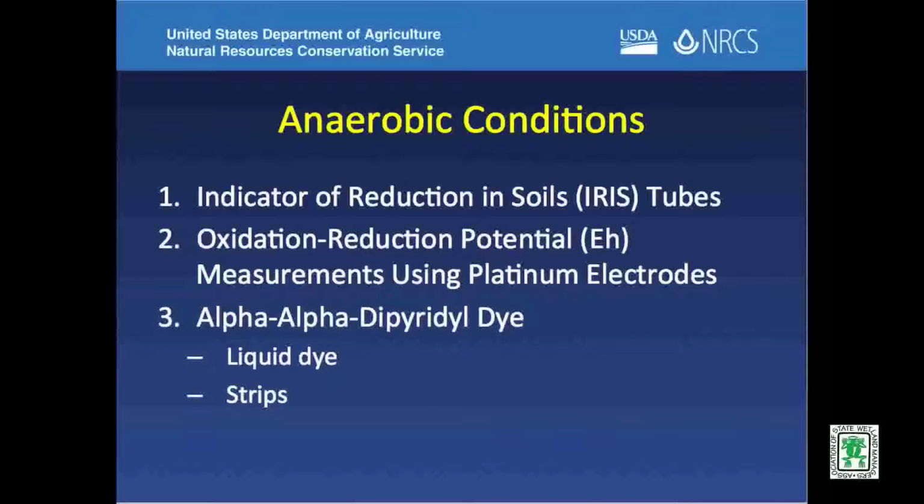Okay, so the technical standard requires that you actually measure that the soil is going anaerobic, and there are 3 methods for measuring anaerobic conditions. One is the indicator of reduction in soils tubes, or IRIS tubes. The second method is oxidation reduction potential measurements using platinum electrodes, where you're actually using direct measurements of Eh potential in the soil. And then the third method is the use of alpha-alpha dipyridyl dye, and there are actually 2 forms of the dye. One is a liquid dye, and the other one is a test strip, very similar to a litmus paper test strip, and I'll show you pictures of those later.